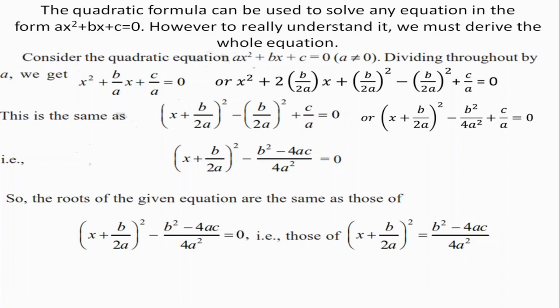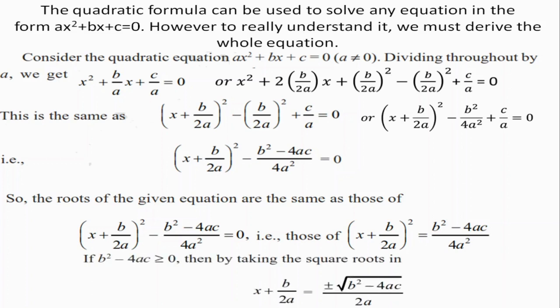So we can write (x plus b upon 2a) whole square, by shifting, is equal to (b square minus 4ac) upon 4a square. So we get two values by taking the square root, plus or minus. That means x plus b upon 2a is equal to plus minus root over b square minus 4ac over 2a.